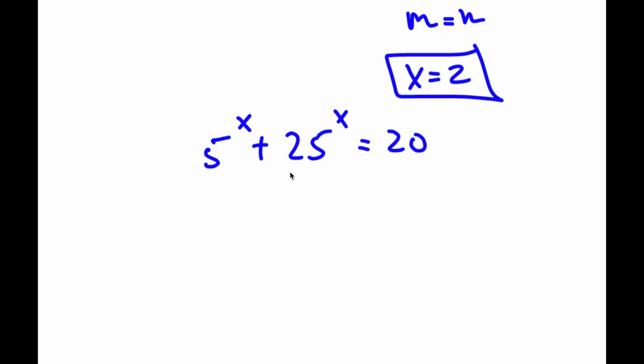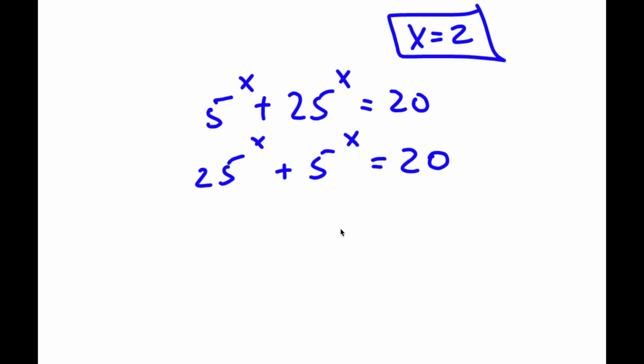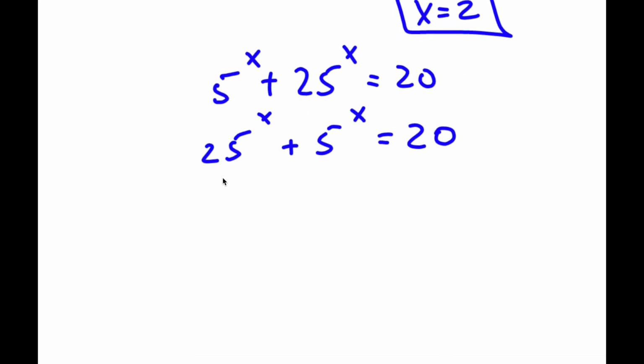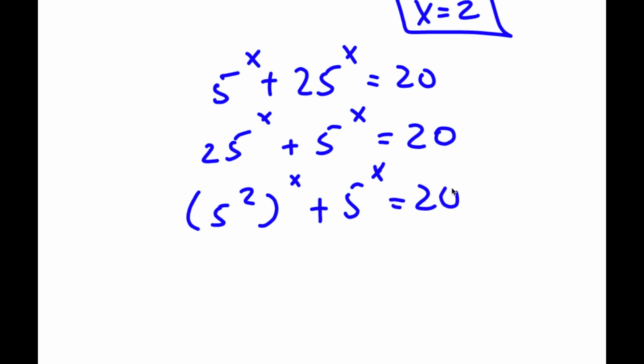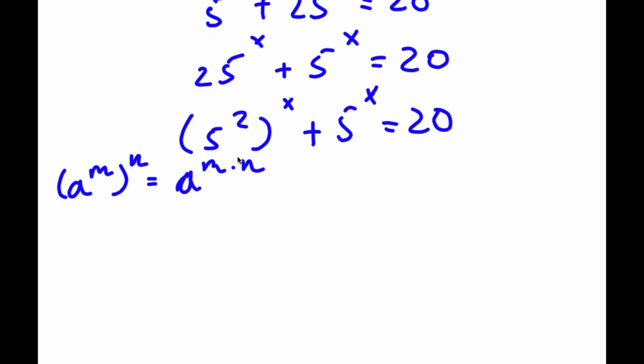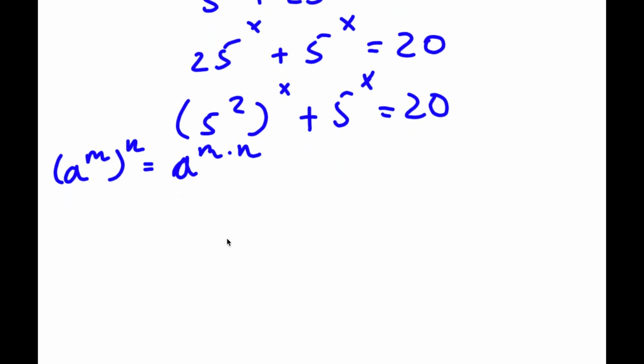Alright, so to solve this problem, I'm going to first rewrite this to 25 to the power of x plus 5 to the power of x is equal to 20. Now 25, this is the same thing as 5 squared. So I have 5 squared to the power of x plus 5 to the power of x is equal to 20. Now remember, if I have something in the form a to the power of m to the power of n, this is equal to a to the power of m times n. So 5 to the power of 2 to the power of x, that's going to equal 5 to the power of 2x, plus 5 to the power of x is equal to 20.